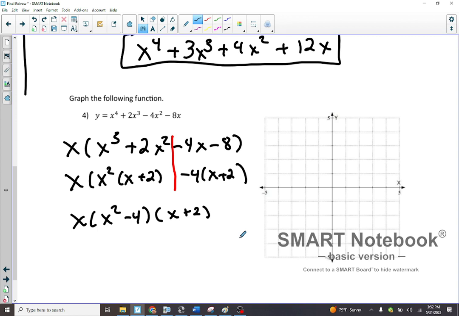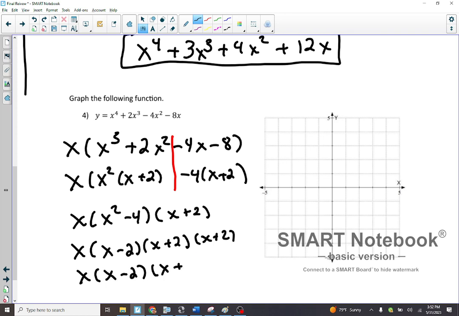Just rewriting that grouping. This is x minus 2, x plus 2, x plus 2. So you can just cross out the x plus 2. No, they're not on top or bottom of each other. So you're going to rewrite it as x minus 2, x plus 2, all that squared. This part squared, I should say.